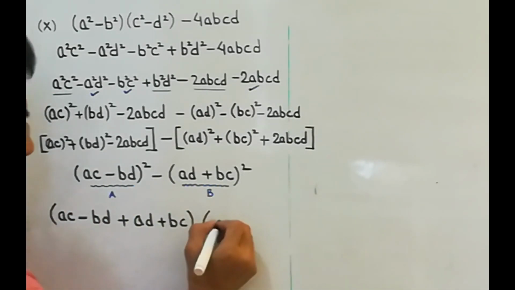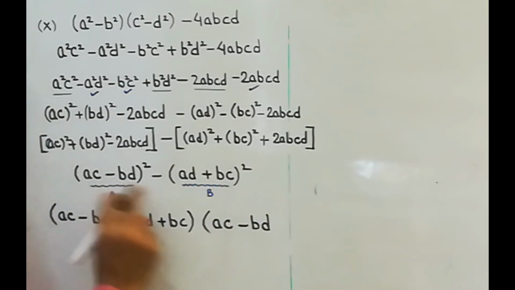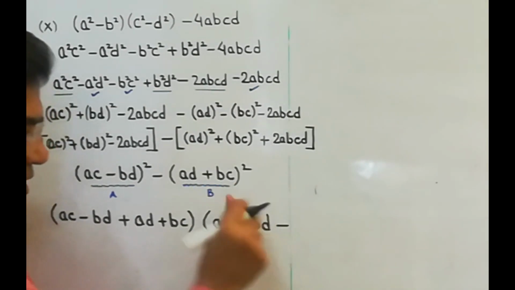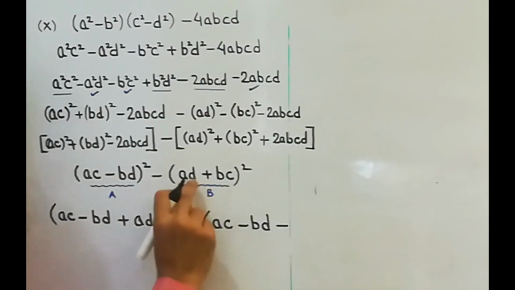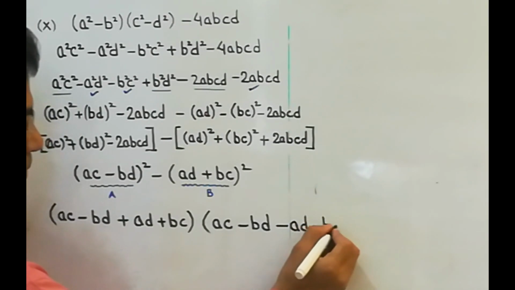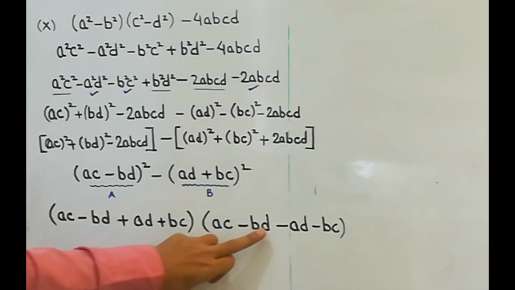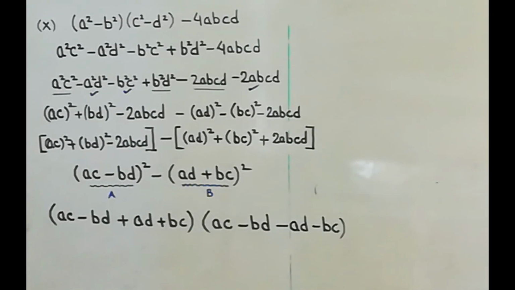And in the second bracket, you have to write A. So we have written A, and then you need to write minus B. Now when you write minus B, you have to change the sign. This will be the result. Just check it. In the first bracket we have AC minus BD plus AB plus BC. In the second we have AC minus BD minus AD minus BC. Hope this is clear to you.